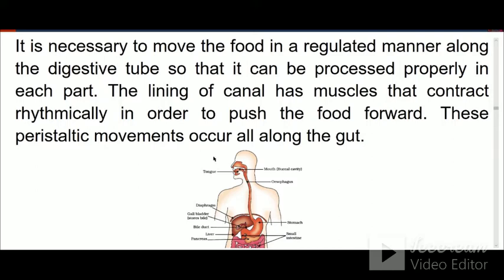These peristaltic movements occur all along the gut. The food is being pushed till the stomach. It is not simply thrown into the stomach, it is being pushed into the stomach by peristaltic movement.